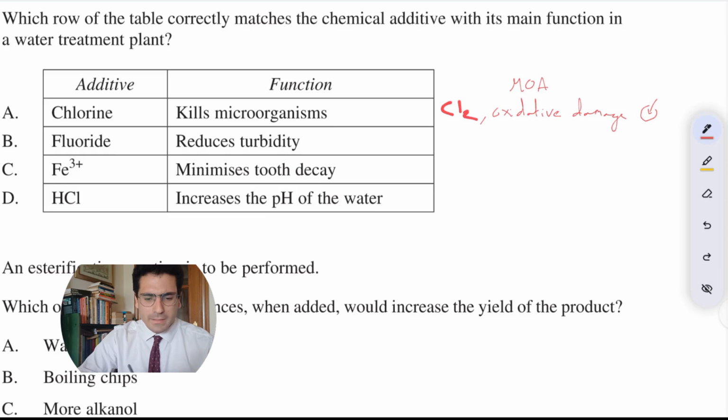Fluoride, reduce turbidity. So fluoride is F-. It is a halogen anion, and fluoride is indeed an additive in water for drinking. However, it doesn't reduce turbidity, rather it is added to strengthen tooth enamel. Now, tooth enamel is made of hydroxyapatite. Of course, this is not apatite in the sense of I'm hungry, which would be APE. This is apatite, APA, so apatite.